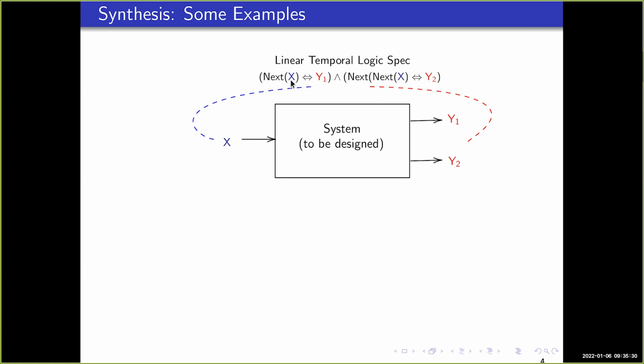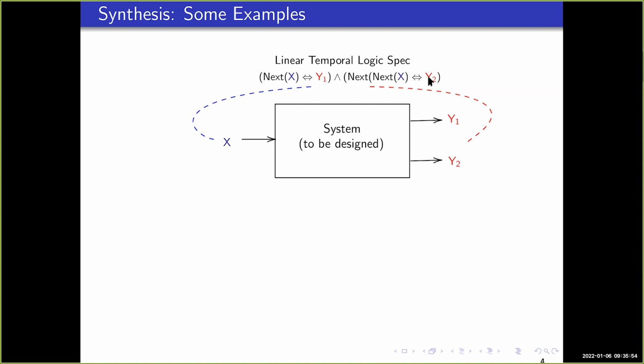Right? So next of x would be true at the current point of time if x is true at the next point of time. Since next of x has to be equivalent to y1, y1 has to be true at the current point of time if next of x is true at the current point of time, which means if x is true at the next point of time. So y1 is true at the current point of time if x is true at the next point of time.